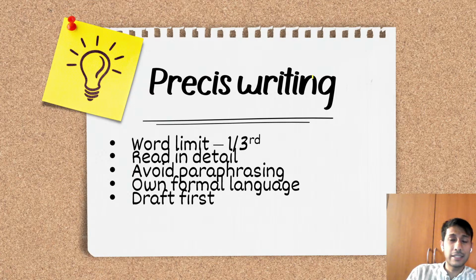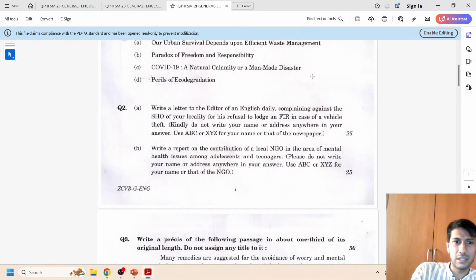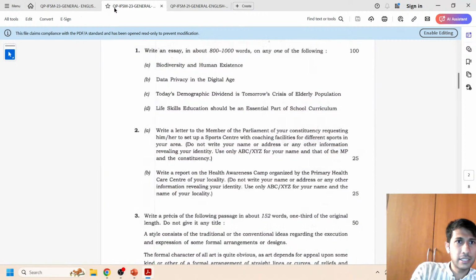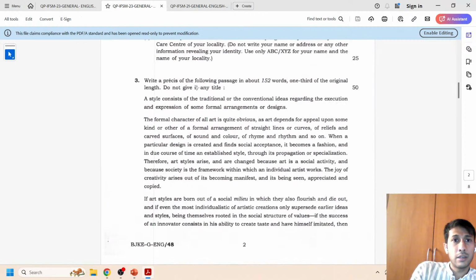If that's the case, you have to roughly count the words and make one third of the words. So let me just show you how the question is asked here. See here. This is last year's paper. Write a precis of the following passage in about 152 words. So they're telling about 152. 152 means 150 to 160. So we have to write within 160 words.